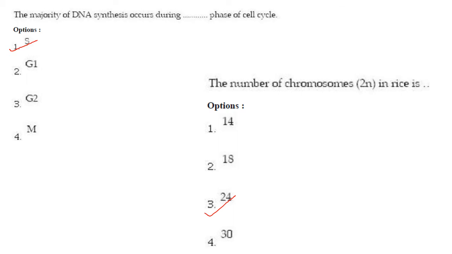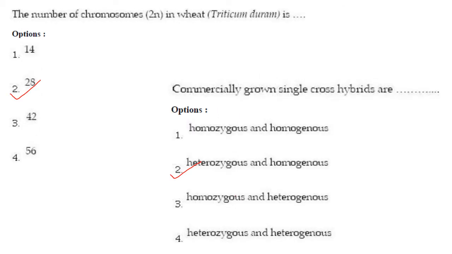The next one. The number of chromosomes in rice is option 1, 14, 2, 18, 3, 24, 4, 30. Answer is option 3, 24. Next one. The number of chromosomes 2n in wheat Triticum durum is option 1, 14, 2, 28, 3, 42, 4, 56. Answer is option 2, 28.